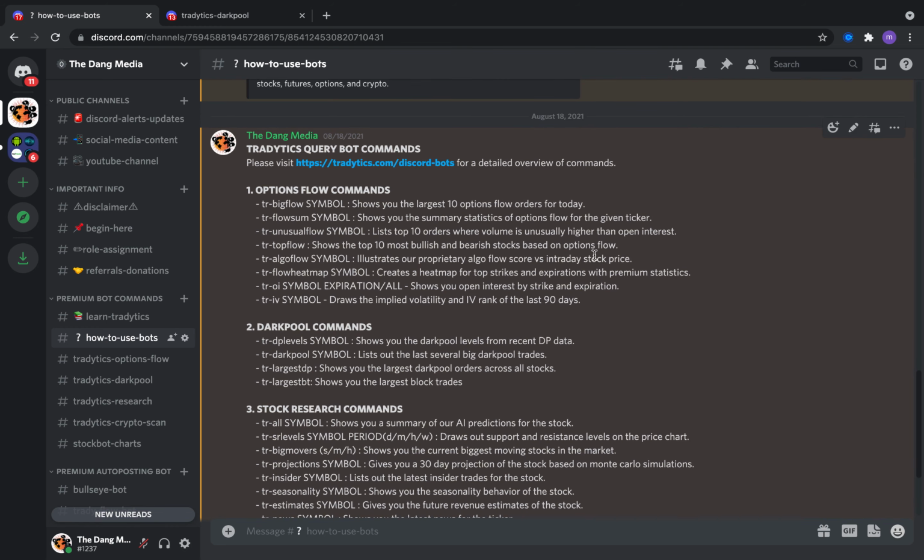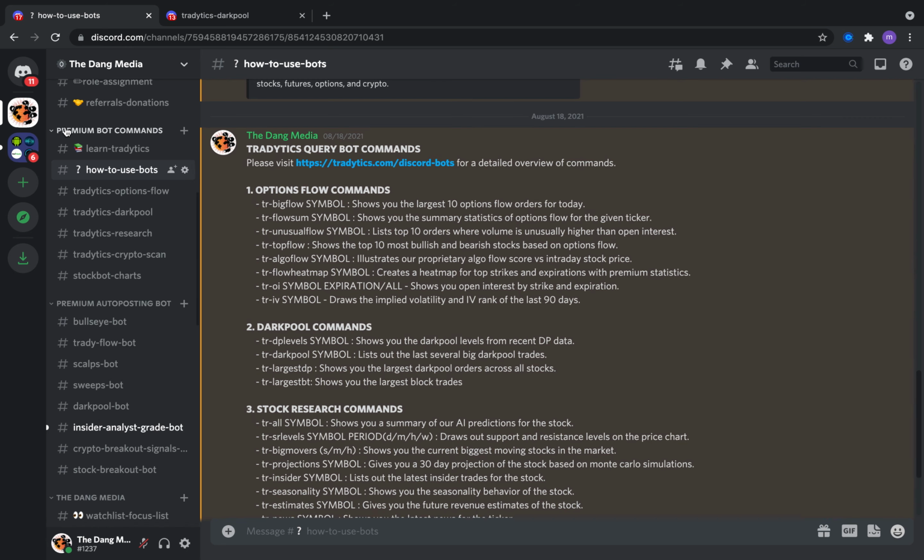Like I said, to use these bots, you have to type in a command in the correct channel, right? You want to make sure we keep things organized. Type in the command in the correct channel, and then the bot will spit out the data. So that's that category, premium bot commands. And now we'll talk about the premium auto posting bot category. All of these text channels are under this category.